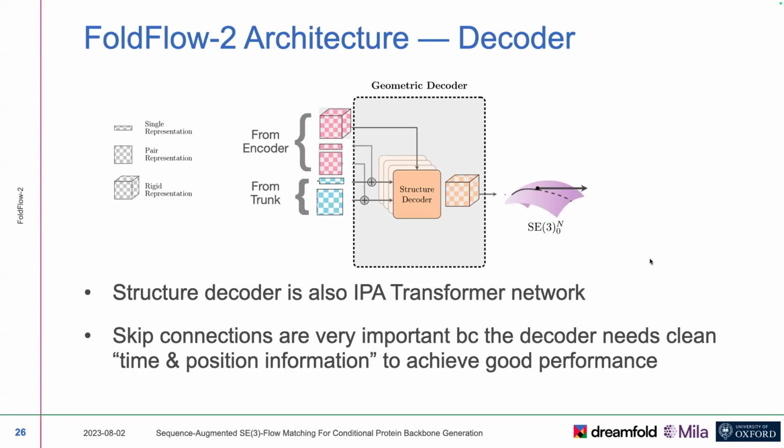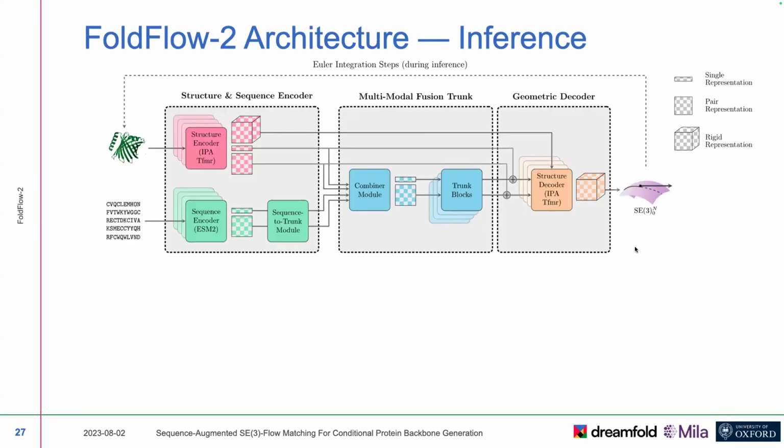And the time information is encoded in the structure encoder. And so in order for that to propagate clearly to the decoder, we needed the skip connections. So that was just something we learned along the way. Okay, so that's the basic setup.